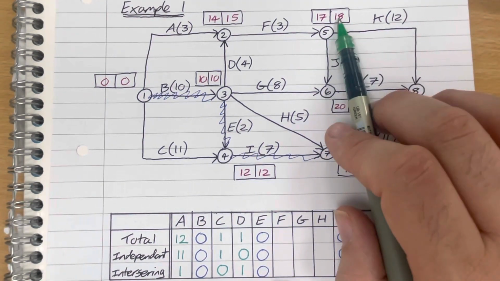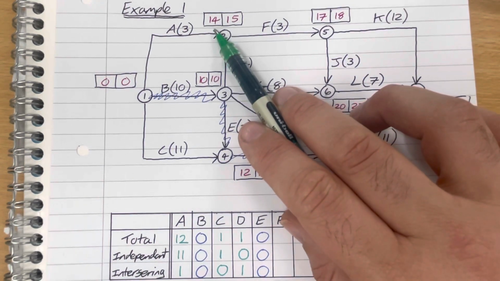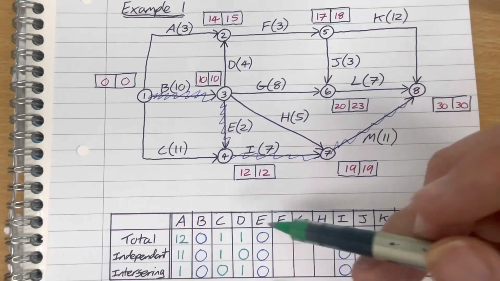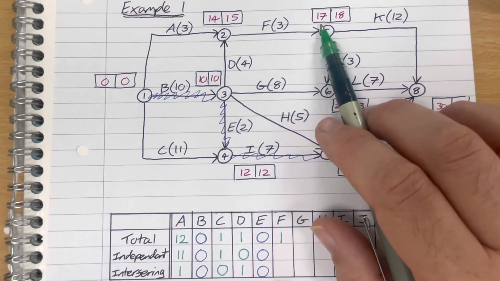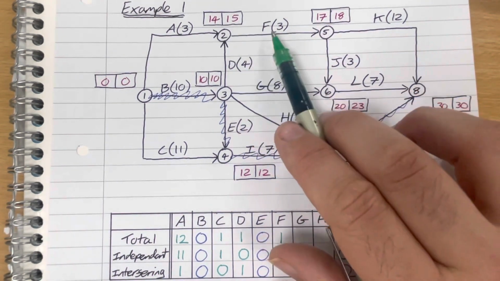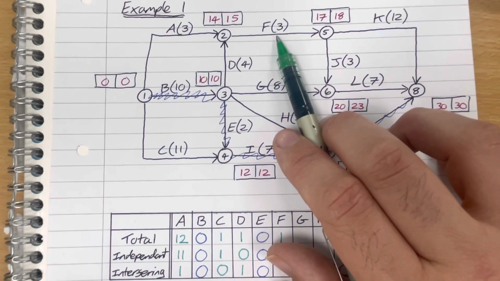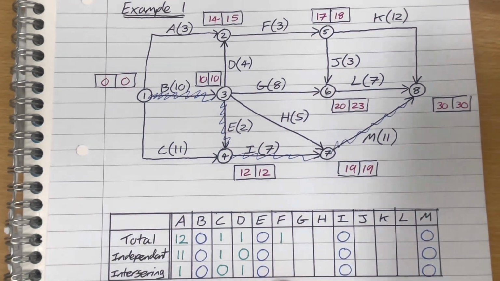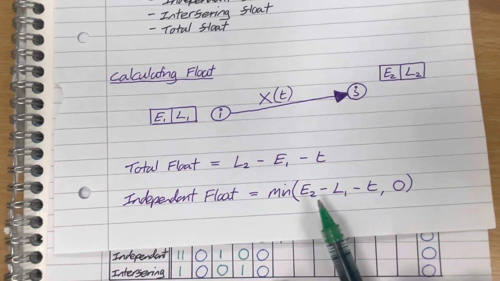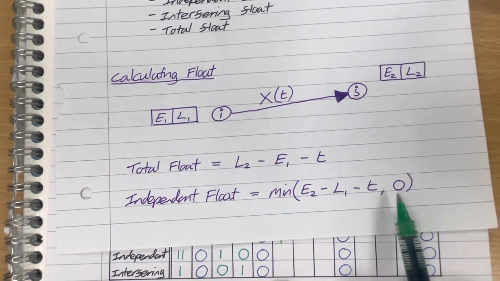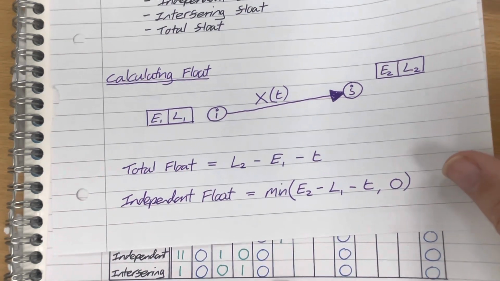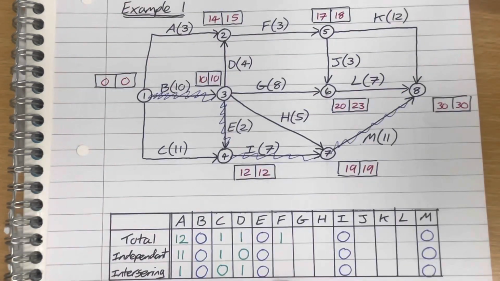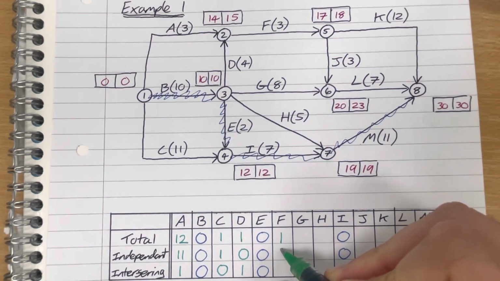Activity F, 18 minus 14 is 4, minus 3 is 1, so it's got a total float of 1. Independent float calculation, we've got 17 minus 15 minus 3, that's negative 1. But just to remind you, the calculation for independent float was the minimum of this calculation, or 0, because you can't have a negative independent float, that doesn't make sense. So we're going to say that the independent float of activity F is 0, not negative 1, which leaves the interfering float to be 1.